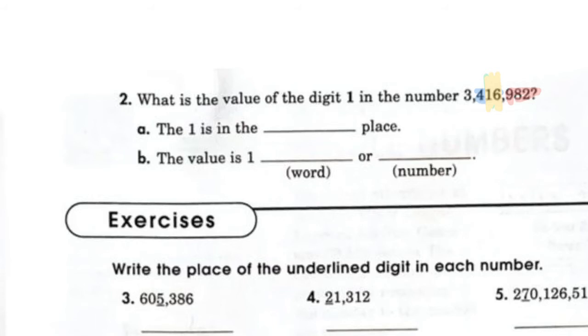So this is in the 10,000. I will let you abbreviate thousand with thou. The value is 1 ten thousand or 10,000. All right, so it's the 1 followed by 4 zeros. That is the guided practice.